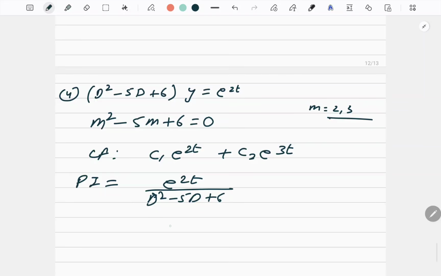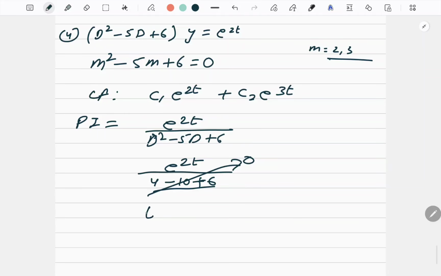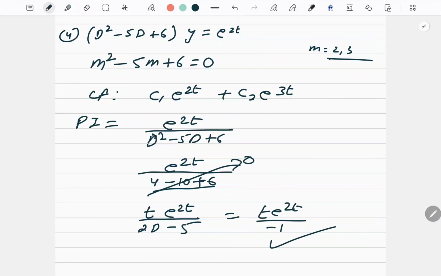So now I will put D equal to 2 in e to the power 2t. So 4 minus 10 plus 6. Now see here, this is a variety where the denominator becomes 0. So in this case what you have to do is multiply the numerator by t, or if x is there you have to multiply it by x, and differentiate the denominator. So 2D minus 5. Now in place of D again put 2. So what you will get? t e to the power 2t upon 4 minus 5, that is minus 1. So this is your PI. If x is given you use x, if t is given you use t.